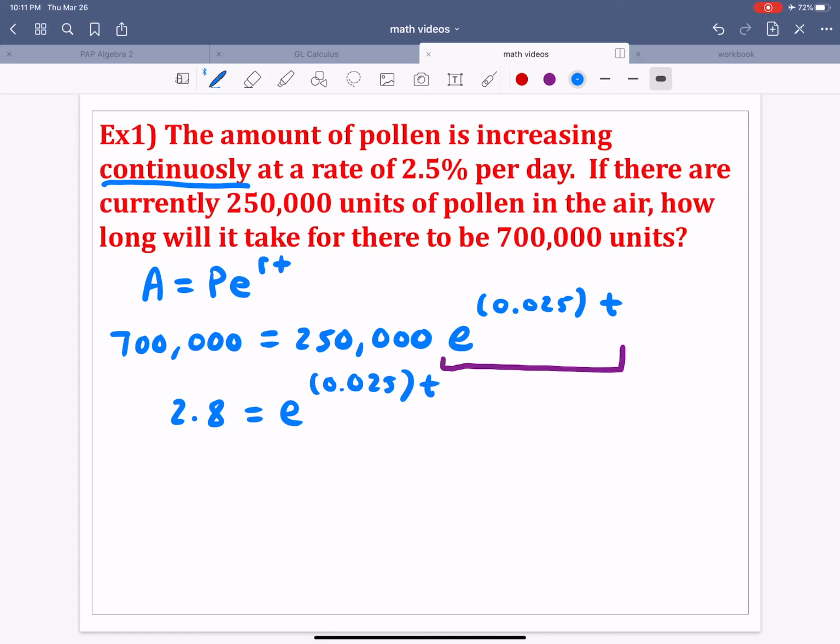Now, to solve for t, we're going to have to write a log equation. And because we have base e here, we're going to write a natural log. If you'd like to know more about natural logs, the previous lesson walks you through what a natural log is, what base e is, and how to deal with those. So we're going to take the natural log of both sides. That's going to be ln of 2.8 equals 0.025 t.